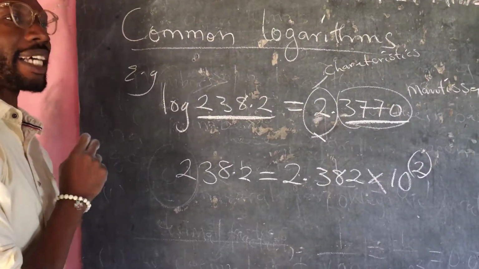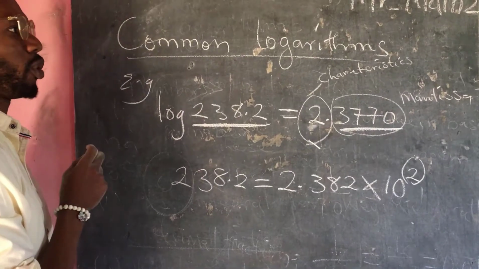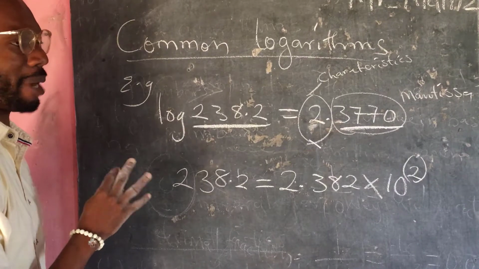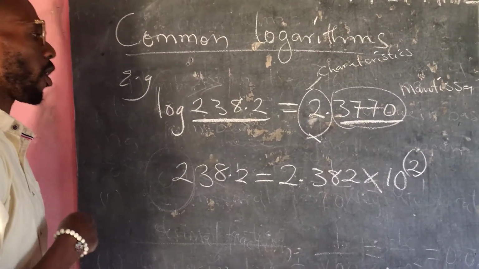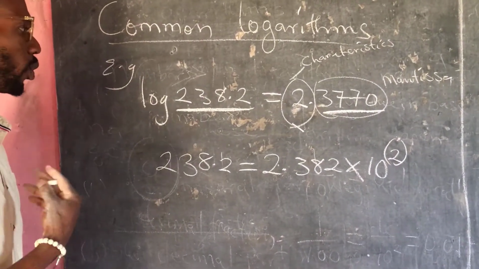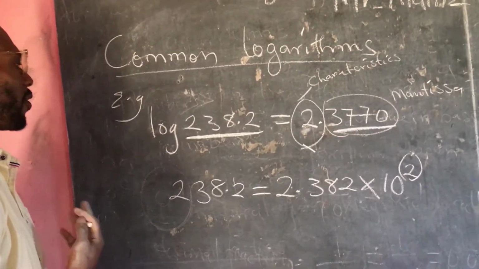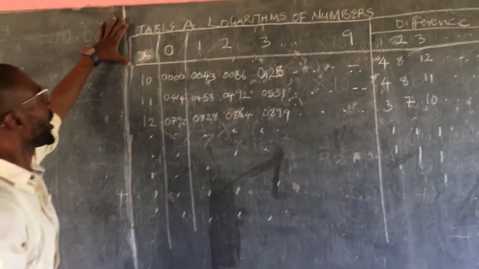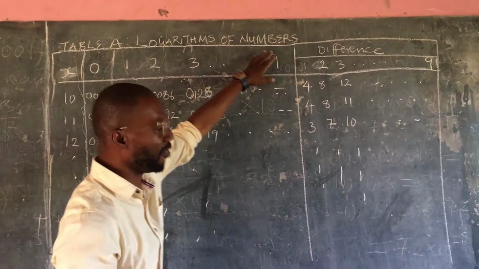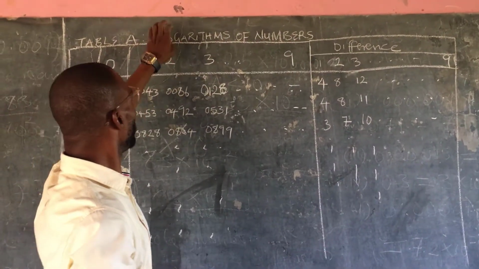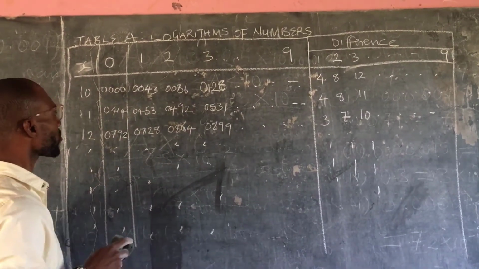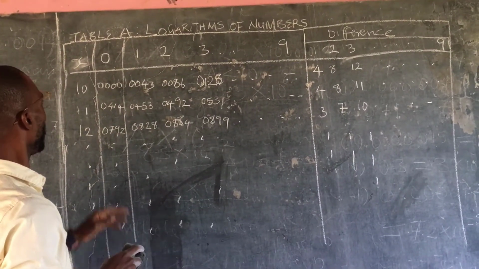Now, if you have never seen a four-figure table before, I will show you the replica or the format of the four-figure table. Or if you have seen it but don't know how to read it, we will learn how to read the answer from the four-figure table. This is Table A, logarithm of numbers. On top of the table you must see logarithm of numbers.